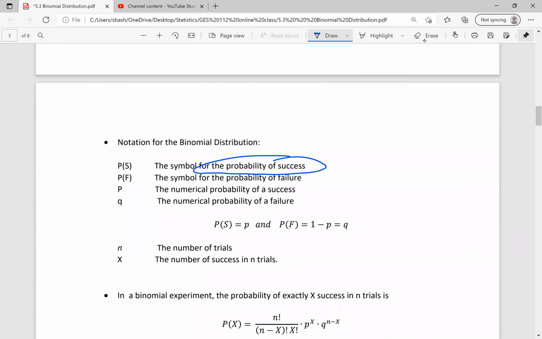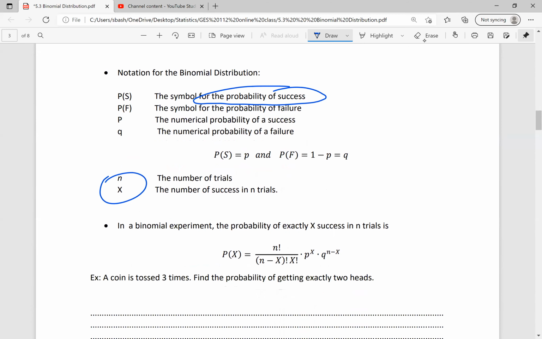So we have two outcomes, success or failure. So it is p and 1 minus p, the other value. N, or small n, is the number of trials, and X will be the number of successes in n trials. You will see what I mean by this one later on. I'm going to solve one example to explain the meaning of these notations.